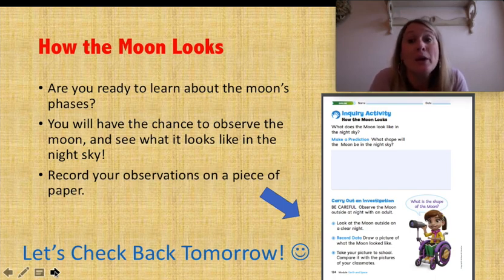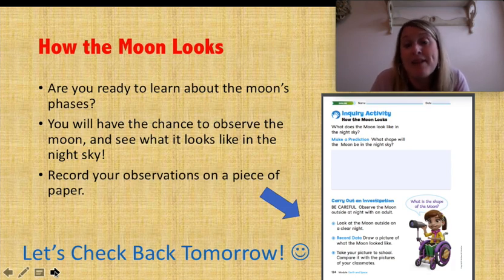So we're going to think about how the moon looks. Okay, so we're ready to learn about the moon's phases. And a phase is how it changes, how it looks different from one night to the next in our sky. So we're going to have a chance to observe the moon. Remember, that means look at it and see what it looks like in the night sky. And you're going to just record what you see on a piece of paper.